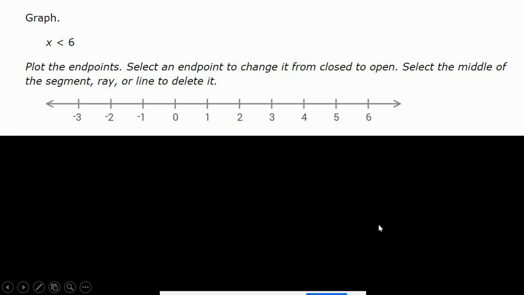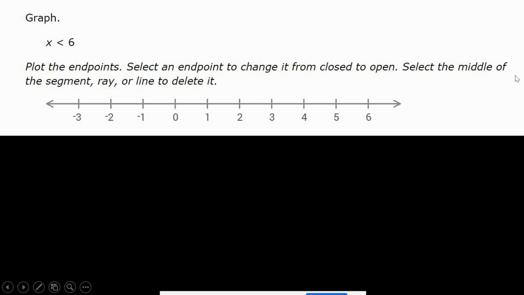Okay, so what we're going to do today is talk about graphing inequalities. And it can actually be very, very simple. Students that struggle with graphing inequalities are not necessarily struggling with the math, they're struggling conceptually. So I want to make sure that we're solid here.